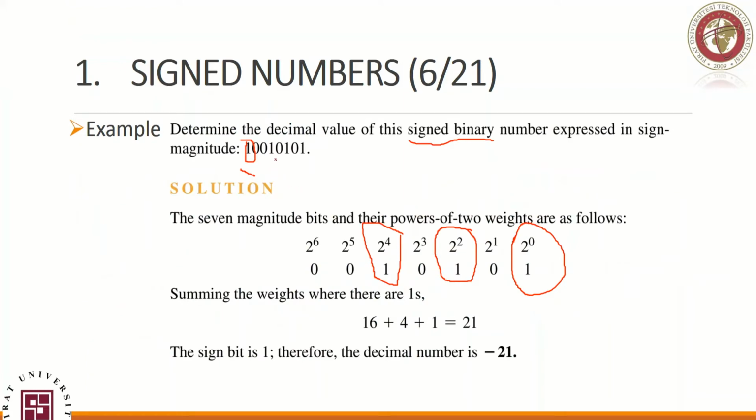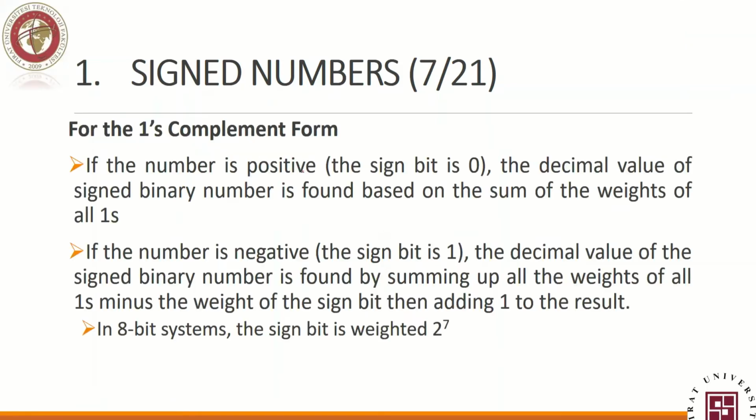This is true and uncomplemented. That means it has no one's complement, neither one's complement nor two's complement. So it is just in the true form. Okay, the true form is uncomplemented in logic circuit terminology.